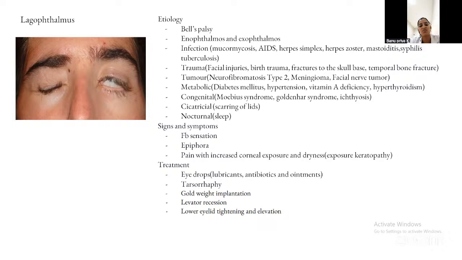The signs and symptoms are photosensitivity, epiphora, watering, and pain with increased corneal exposure and dryness, which will lead to exposure keratopathy. Treatment is eye drops, lubricants, antibiotics, and ointments. The treatment would also be targeted therapy, gold weight implantation, and levator recession, loosening the LPS muscle, lower lid tightening and elevation.